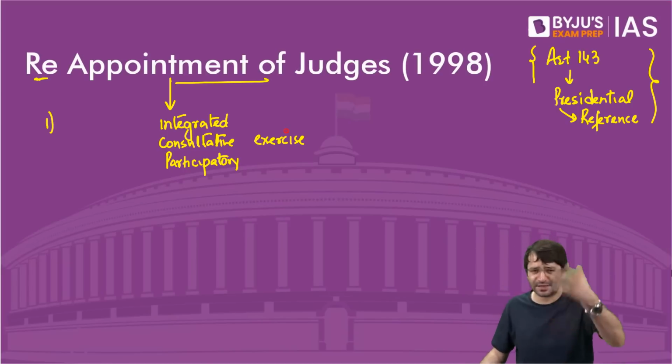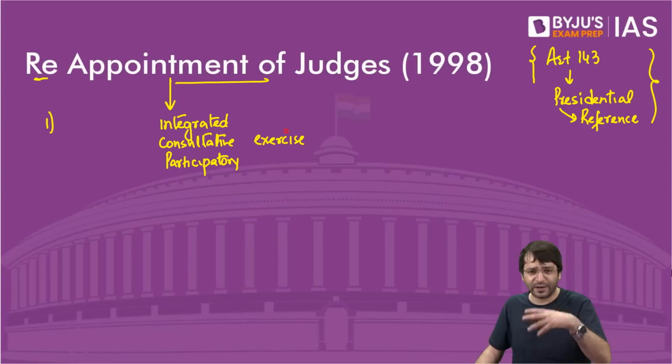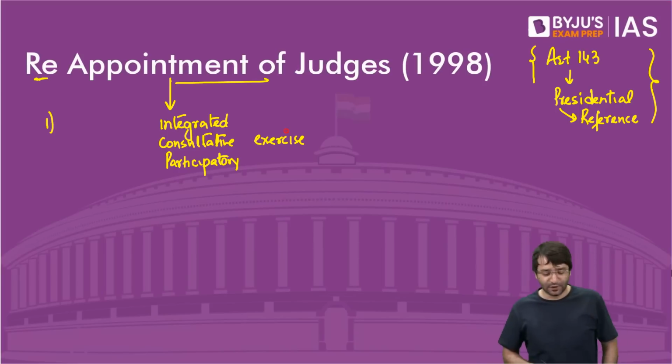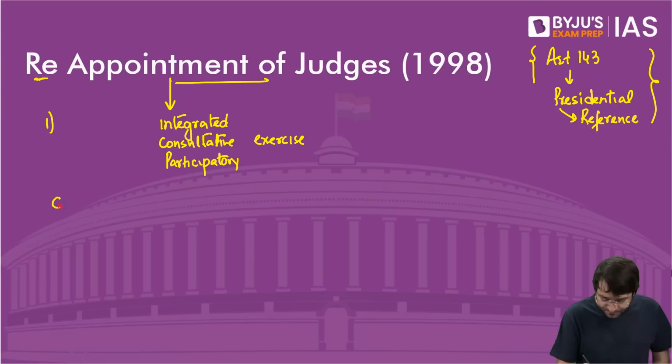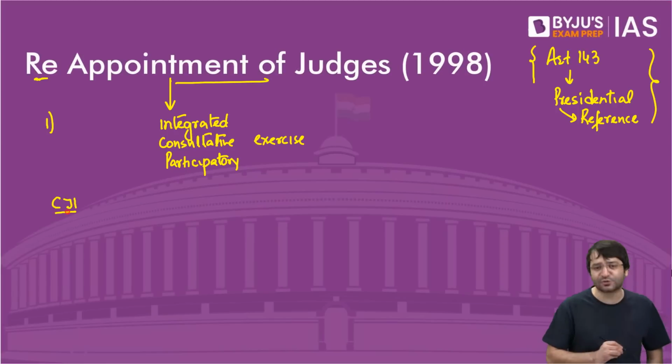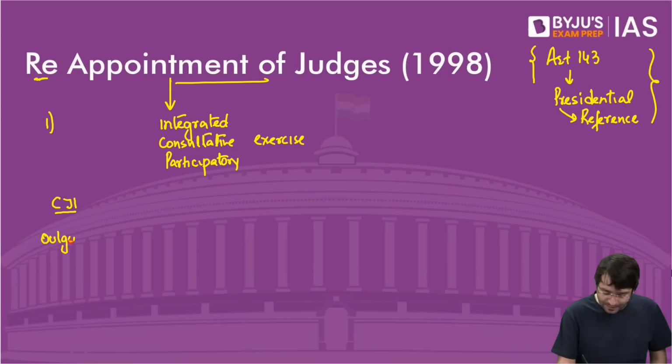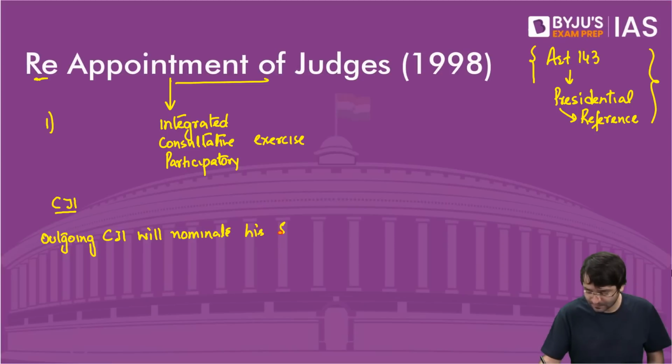Said, we know this. You said this in 1993 as well. Come to the point. How the judges are to be appointed. Okay, you seem to be running out of time. First, I will tell you how the Chief Justice of India is to be appointed. The outgoing Chief Justice of India will nominate his successor who is fit to hold the office.